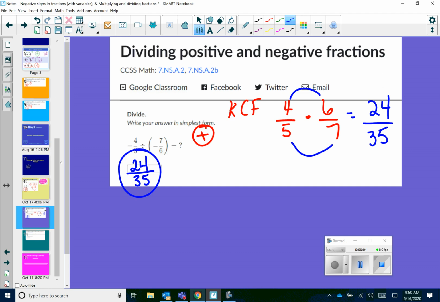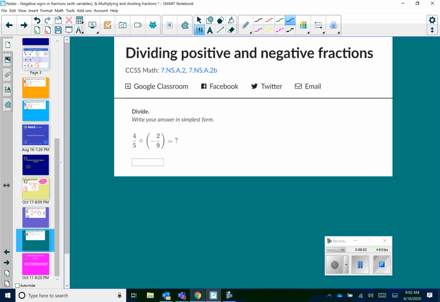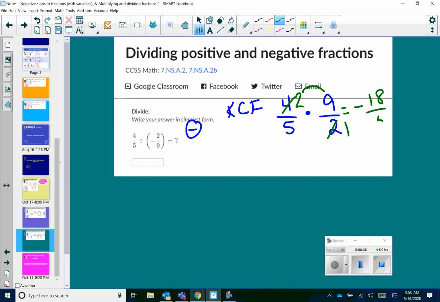Let's try one last one. I've got a positive divided by a negative, which means my answer is a negative. Next, we're going to do keep, change, flip. So I'm going to keep my first fraction, change my division, and flip my second fraction. Here I can see that I can cross simplify with 2 and 4. They're both divisible by 2. 2 divided by 2 is 1, and 4 divided by 2 is 2. I know my answer is a negative. 2 times 9 gives me 18, and 5 times 1 is 5.